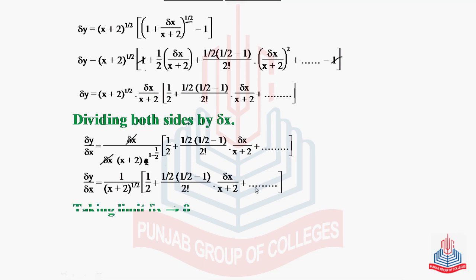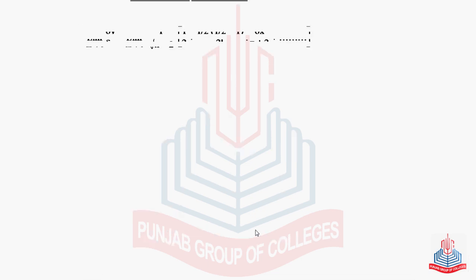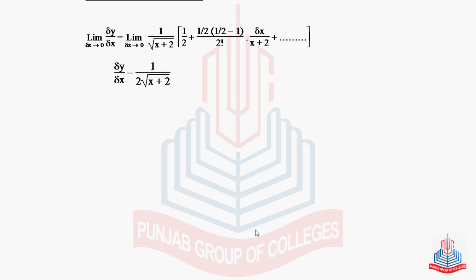Now taking the limit on both sides, delta x approaches 0. Limit delta x approaches 0, delta y by delta x is equal to limit delta x approaches 0, 1 over, this can be written in the form of the square root of x plus 2, because this one is a power which is 1 by 2, times 1 by 2 plus 1 by 2 into (1 by 2 minus 1) over 2 factorial, and delta x over x plus 2, and so on. The left side will become dy by dx after applying the limit.